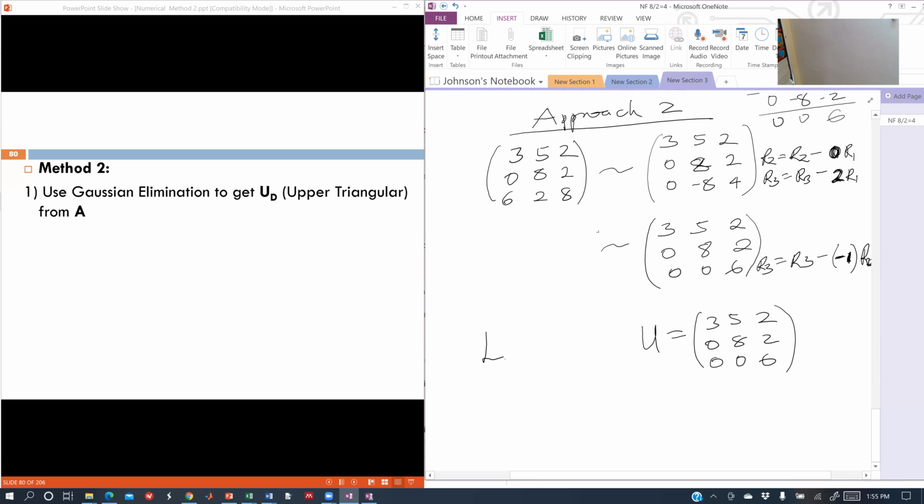And let me write the lower triangular. According to what we know, with the Doolittle, the diagonals are 1, 1, 1. Then the upper part of the diagonal are all 0. And so the only things we are left with are this place, that place, and that place. These are the three things that we are left with to get our Doolittle lower triangular.